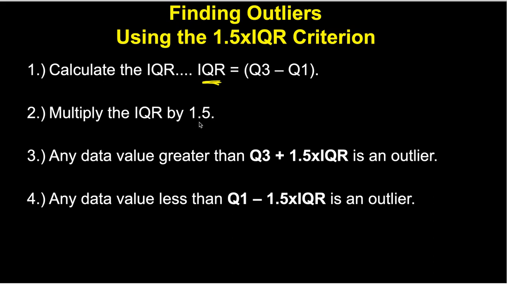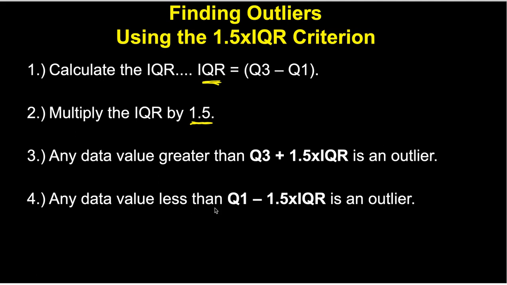The second thing we're going to do is take 50% more and add it on to the IQR. So we're going to multiply the IQR by 1.5. And then we're going to take this quantity and add it to the third quartile, which is the right edge of the box in the box plot. And that's going to set an upper fence, or an upper limit, of what would be an acceptable data value.